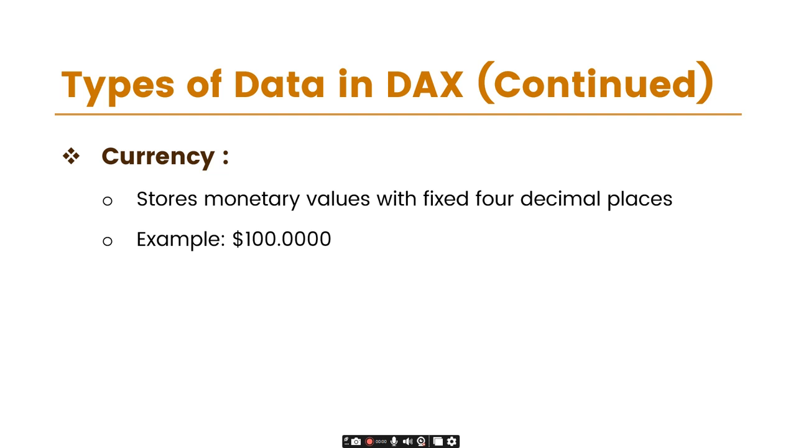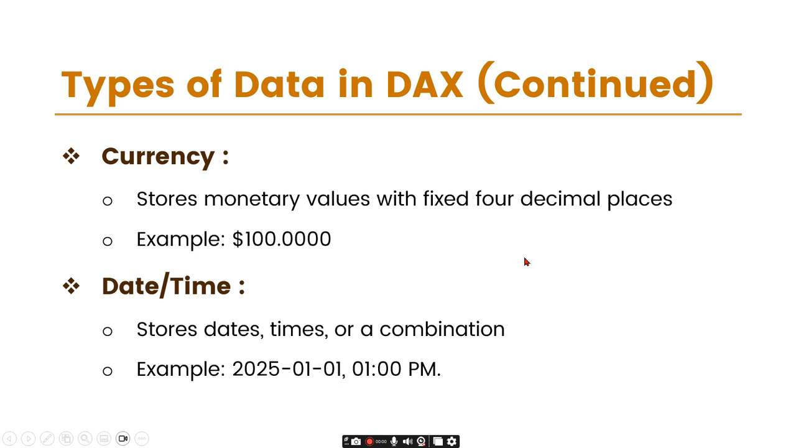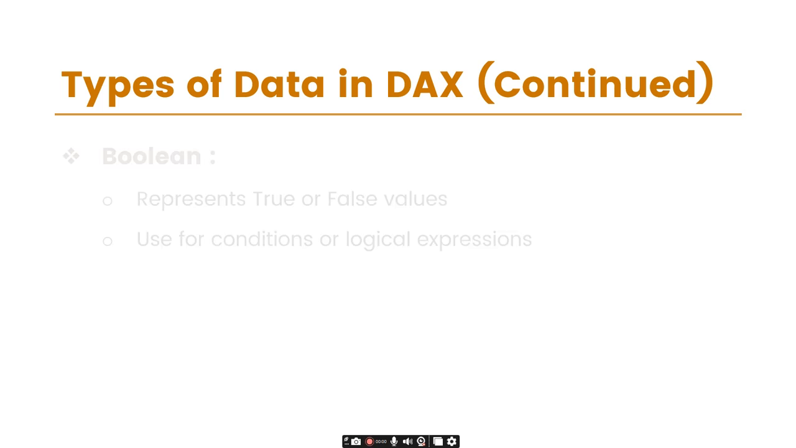So we have currency. Currency stores monetary values with fixed 4 decimal places. We can also change this if you want. I have given some examples here with the currency symbol as well. Date time will store date, time, or the combination of both, and I have given the example here. We can also see practically how this data type, that is date data type, is stored. I'll show you in the Power BI window.